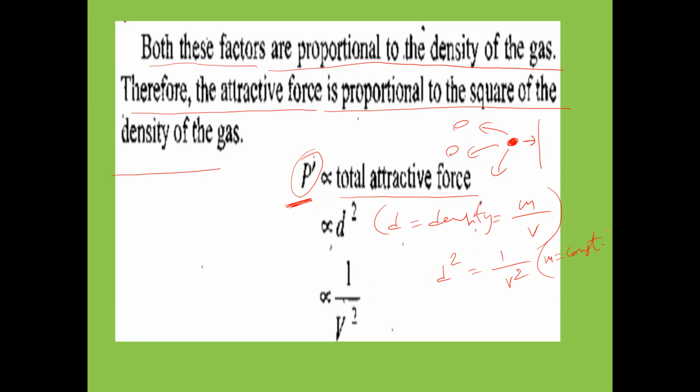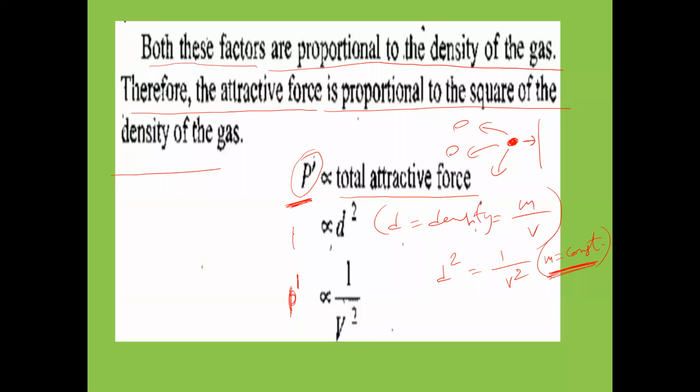If mass is constant, for a given mass of gas, d square is equal to what? 1 by v square. So in place of d square, we can add 1 by v square. So the pressure correction is inversely proportional to the square of the volume.